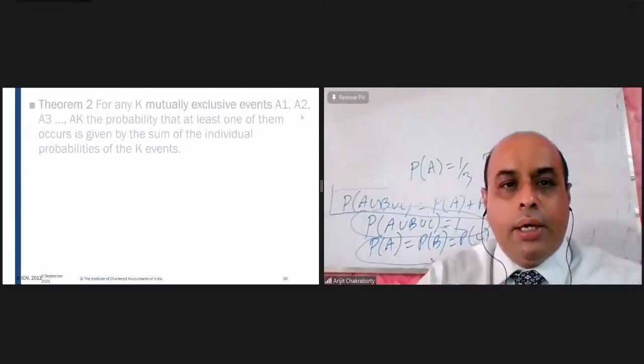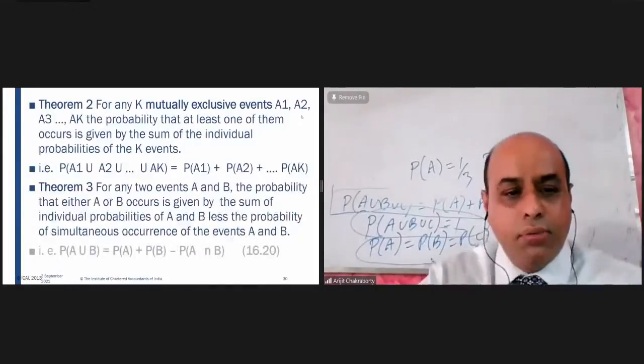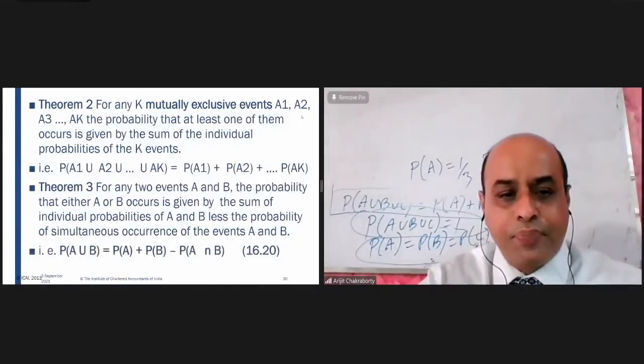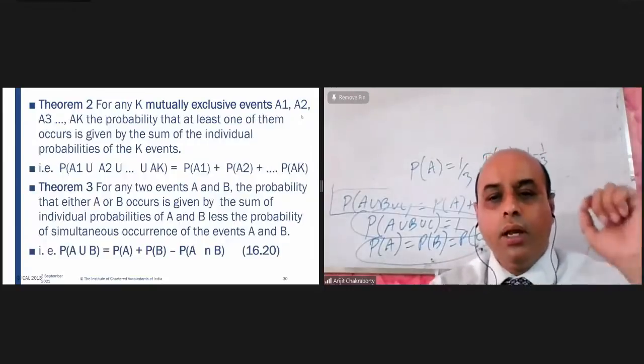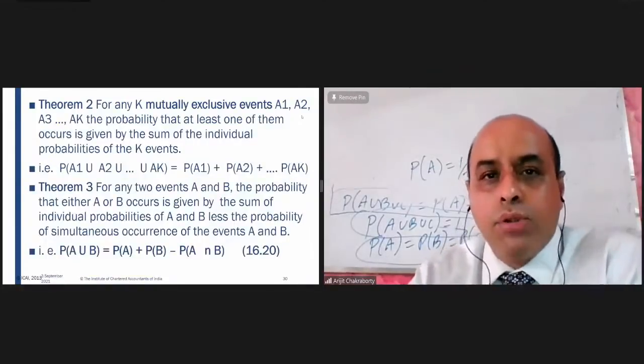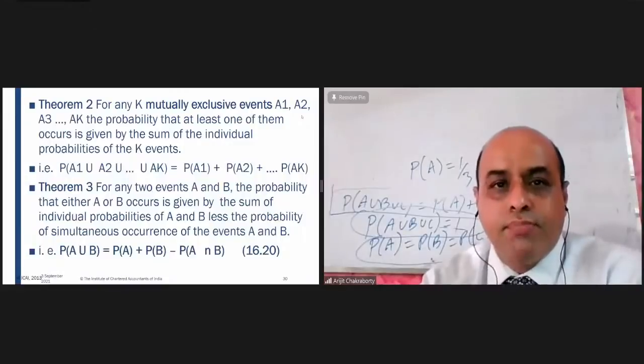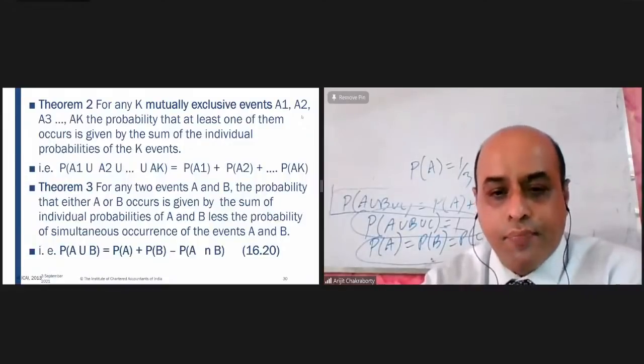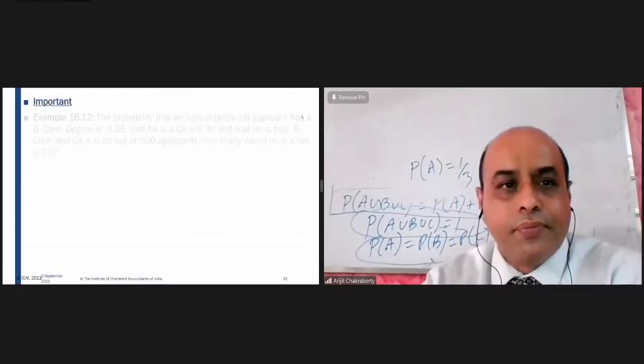Acha. Next is this union and addition we have done. We have already checked that two events will be mutually exclusive. That means P(A intersection B) is 0. Okay, we have already checked it.